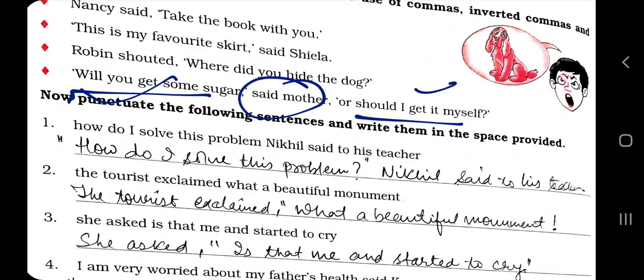So, how do I solve this problem? Nikki said to his teacher. Now this, mind it, this is direct speech. So, this has to be written with capital letters. How do I solve this problem? Nikki said to his teacher.